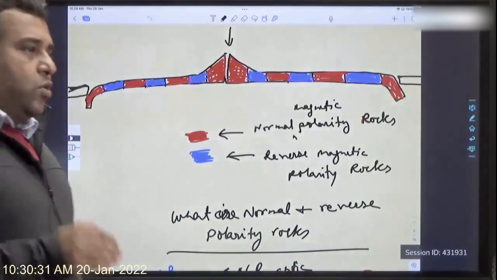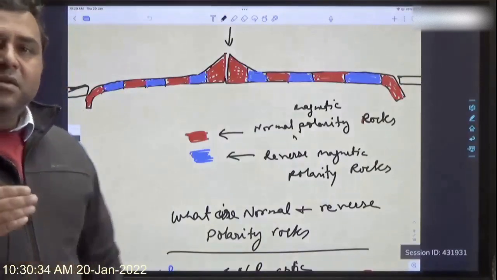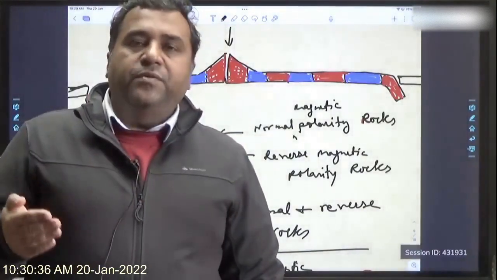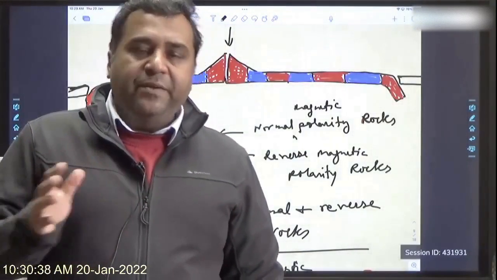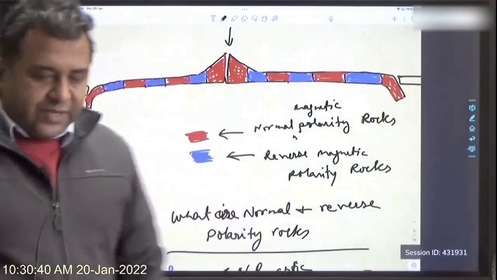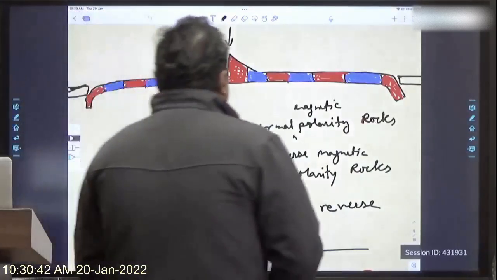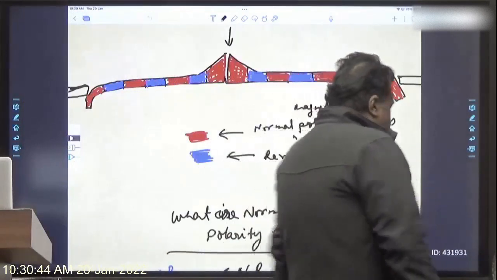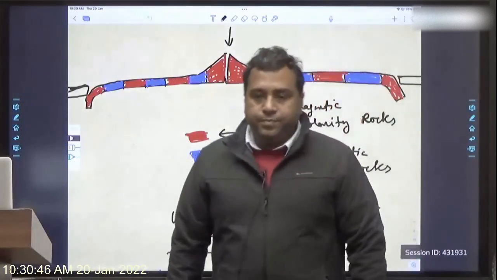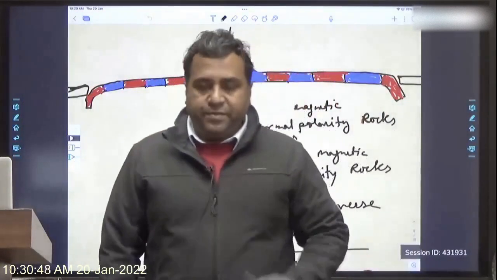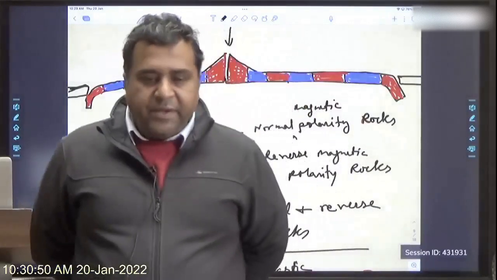Okay, so all the observations made in the post Second World War period were explained by Harry Hess's theory, as we can see here. Is this clear? Yes or no? Please let me know. Is this much clear? Any major doubt?